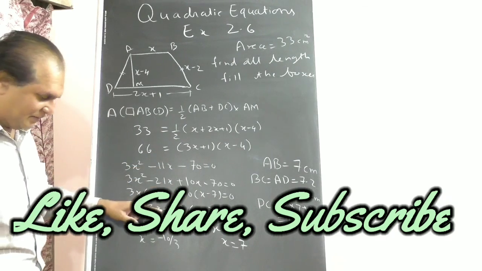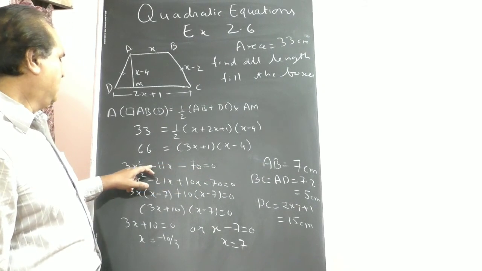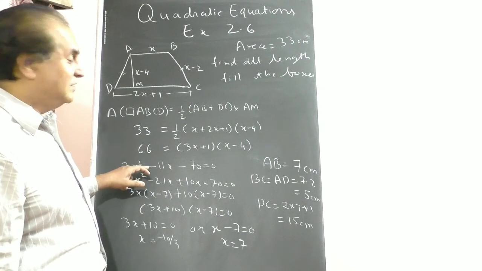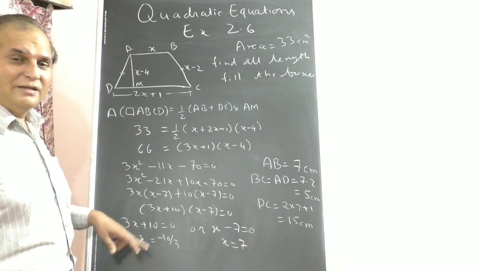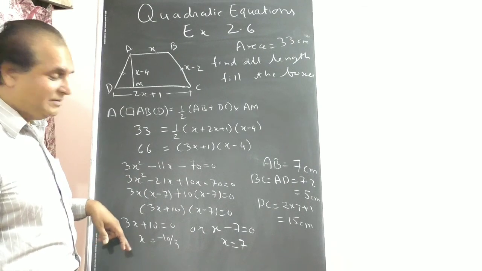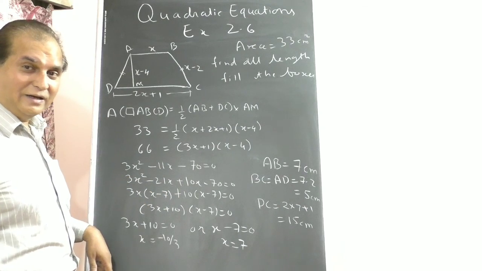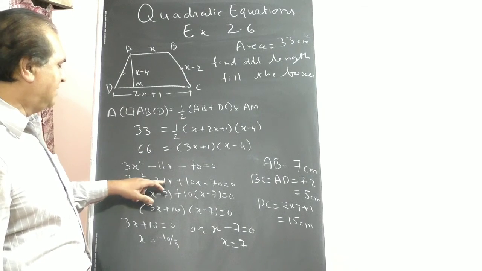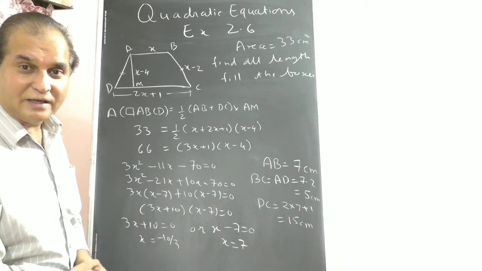This is a quadratic equation. 3 into minus 70 is minus 210. Factorize minus 210. So the factors' sum should be minus 11: minus 21 and plus 10. If you add them, minus 11. If you multiply, minus 210. First take 3x common, x minus 7, plus 10 in bracket x minus 7. So both brackets are the same, so our factors are correct.